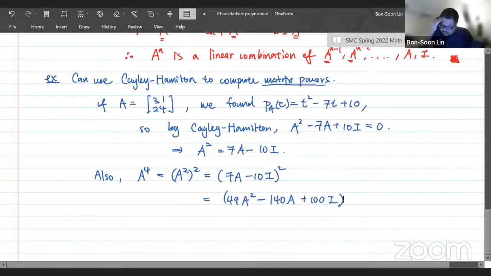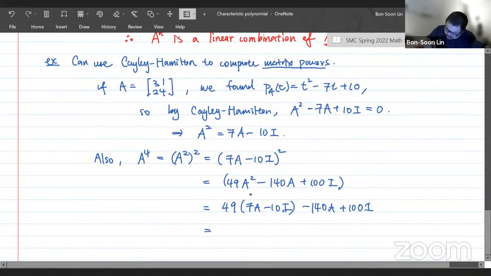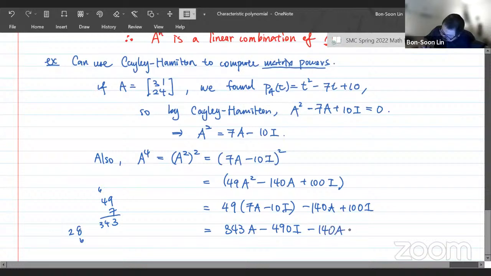And you say, okay, so what? I still don't know what A squared is. Well, I can reduce A squared once more because A squared is 7A minus 10I. So this is 49 times 7A minus 10I, minus 140A, plus 100I. And there we go. So what is this? Let's see, 7 times 49 is 343. So this is 343A minus 490I minus 140A plus 100I.